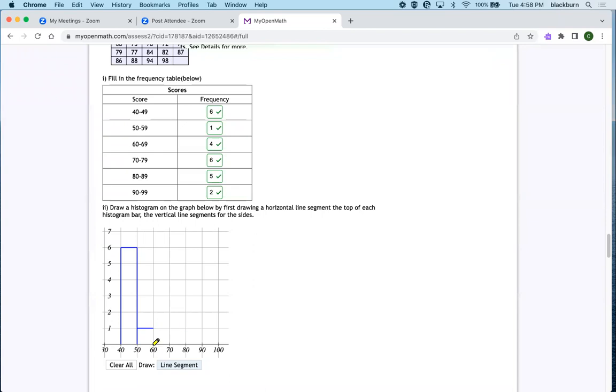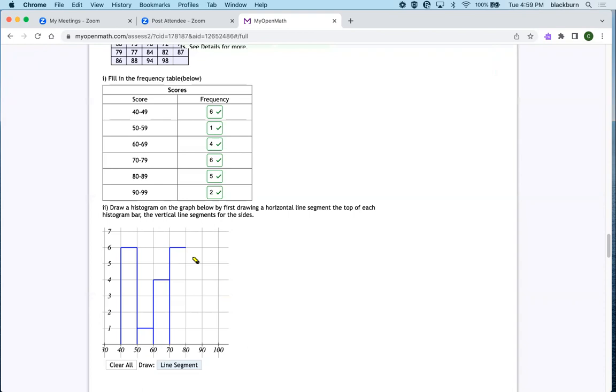So I'm going to draw that right there at 1. Actually, I'm going to wait on that one, and you'll see why there's a method to my madness here. Between 60 and 69, I have 4, so I'll draw a little horizontal line right there. The reason I waited on this segment is so I could draw the whole thing at once. Then 70 to 79 is 6, so I'll draw a little horizontal line right there, and then boom, draw that one.